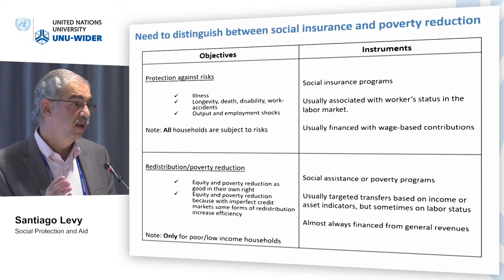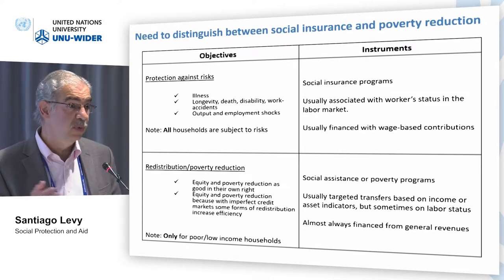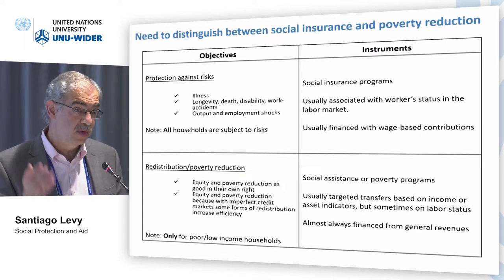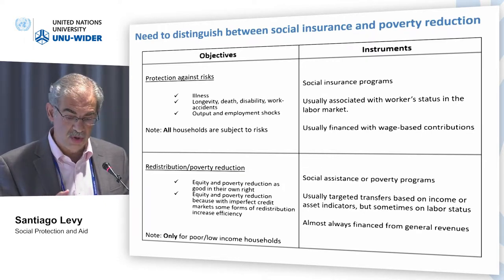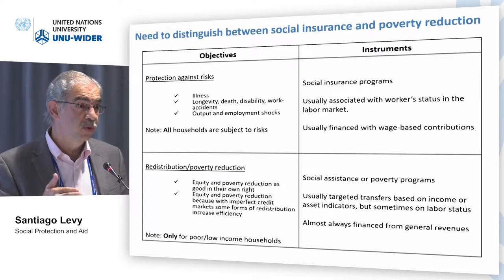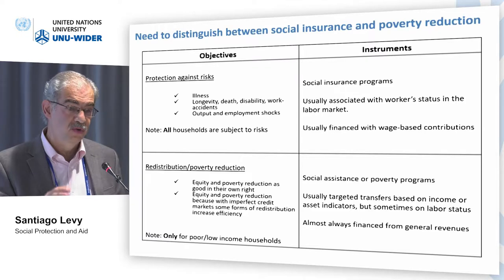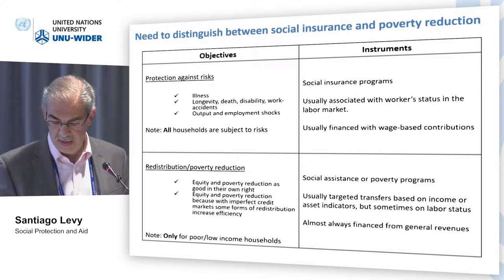I want to make a sharp distinction between the provision of social insurance, that in principle you would like to reach the whole population. This is very, very important. Social insurance really has to do with risks, so it has to do with everybody being ill, or longevity risk, or, you know, losing your job. And redistribution programs or social assistance are, almost by definition, focused only on a subset of people.